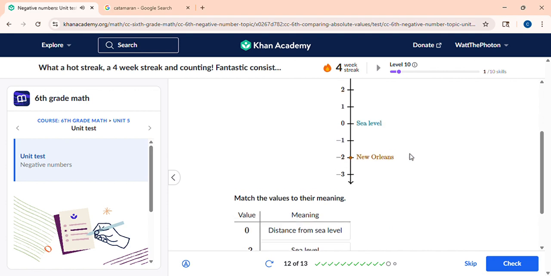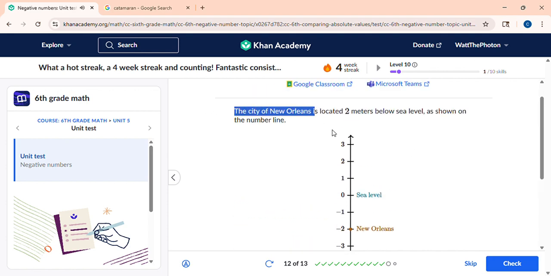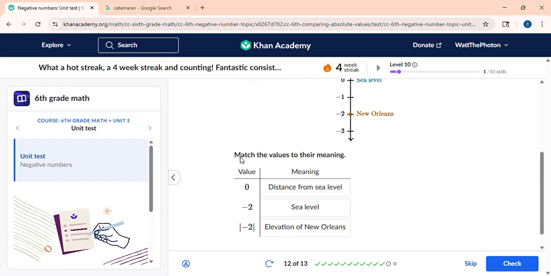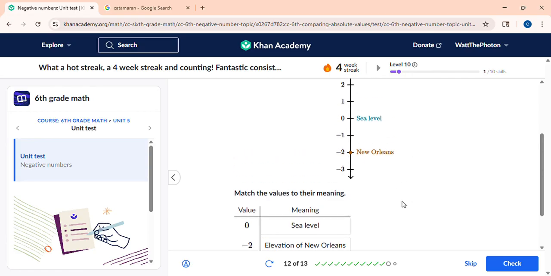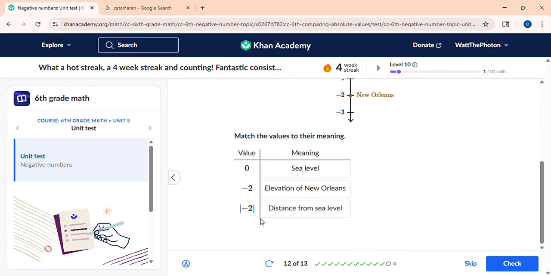There we go. The city of New Orleans is located 2 meters below sea level, as shown below. Match their values to the distance. 0 is the distance. New Orleans. There we go.